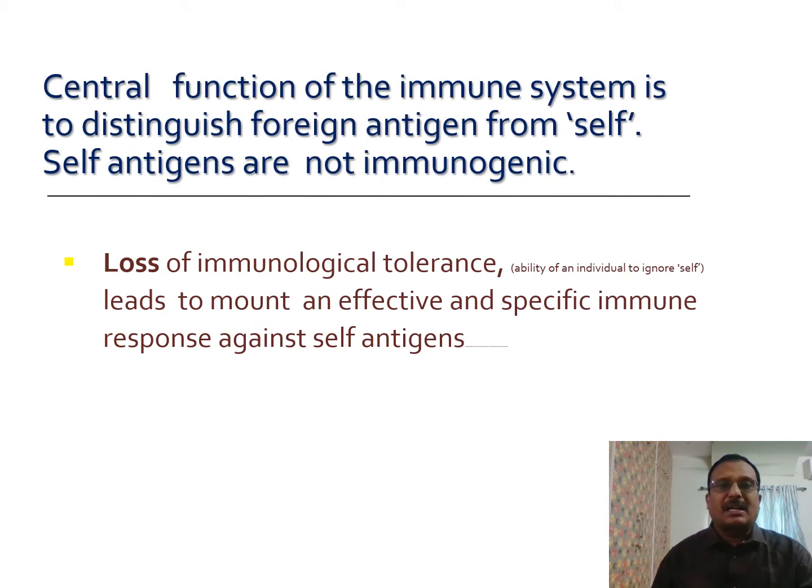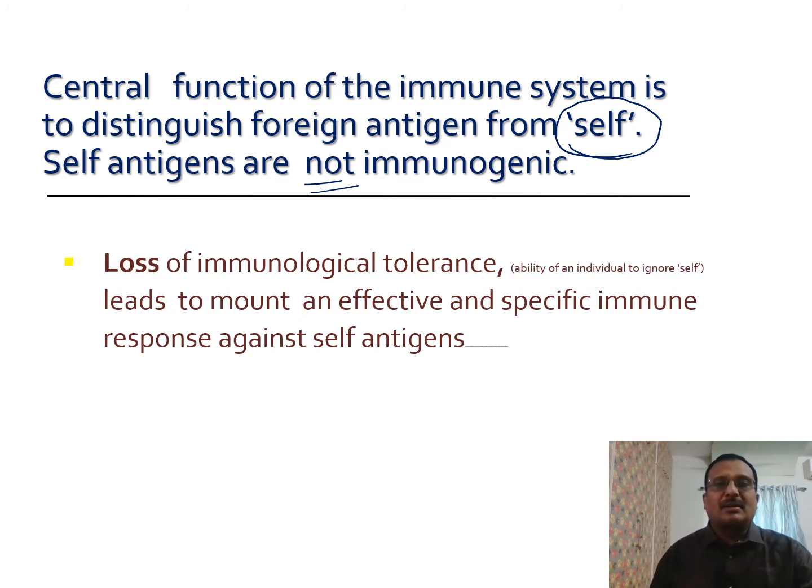The central function of the immune system is to distinguish foreign antigen from self antigen. The foreign has to be differentiated from the self antigen, so they won't mount any immunological response. Once the self antigens react with the immunologically competent cells, they mount an immune response and result in disease. Self antigens usually are not immunogenic, but once they become immunogenic, they cause the production of their concerned antibodies, which results in autoimmune disorders.